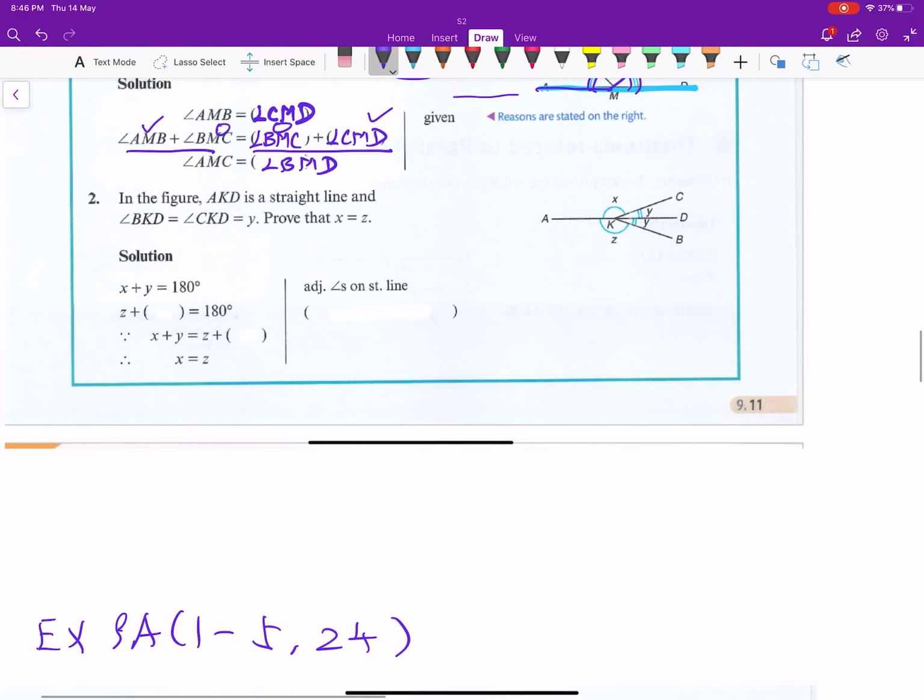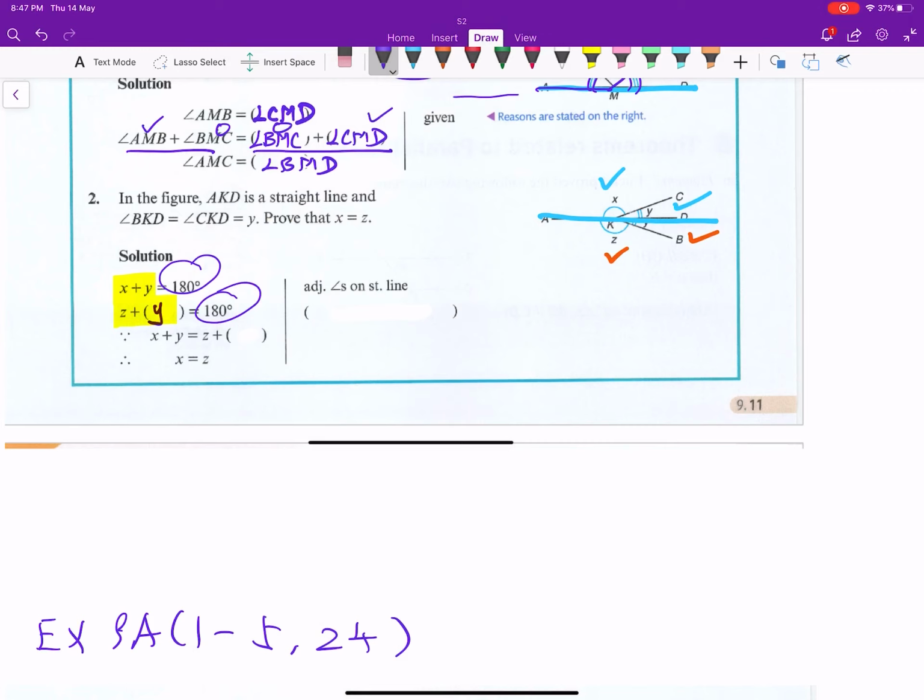Alright, for question 2, AKD is a straight line. So that means X plus Y equals 180, Z and Y are also equal to 180, okay? And then you can see that X plus Y and Z plus Y both equal 180 degrees. So the yellow part highlights they must be equal. They both equal 180 degrees.